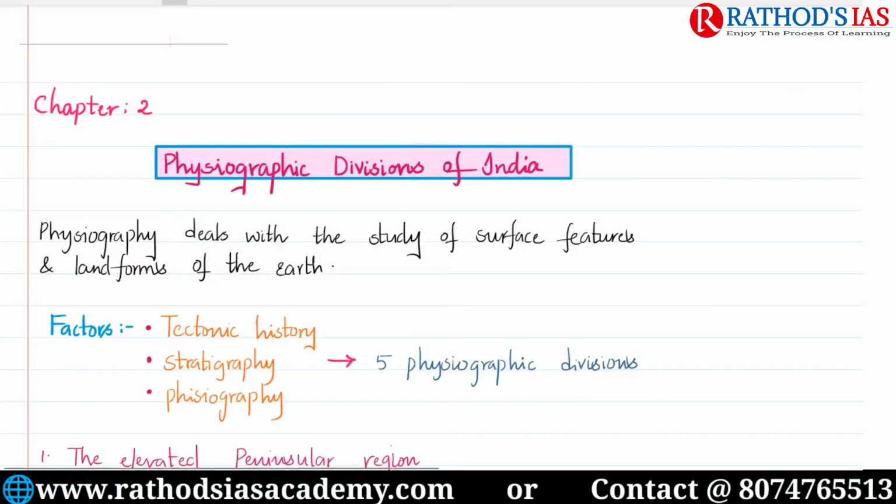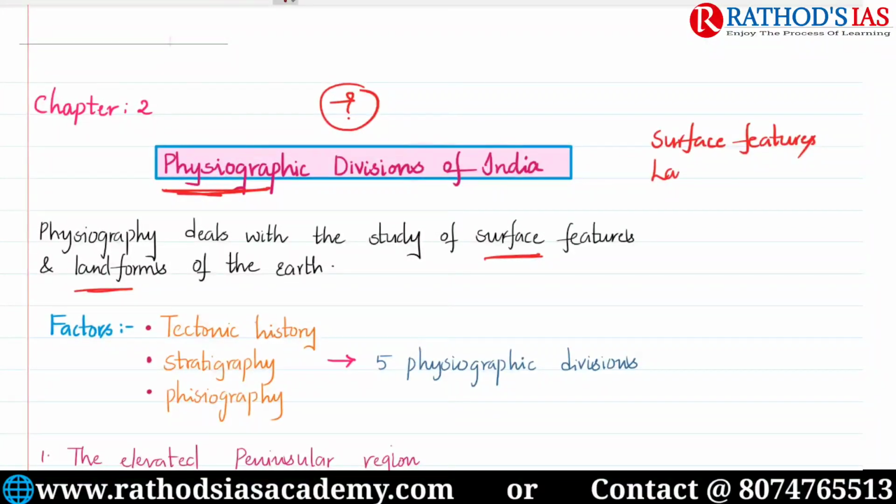The chapter itself is talking about physiography. So first we need to understand what is the meaning of physiography. Physiography deals with the study of surface features and landforms. The study of surface features and landforms is called physiography.